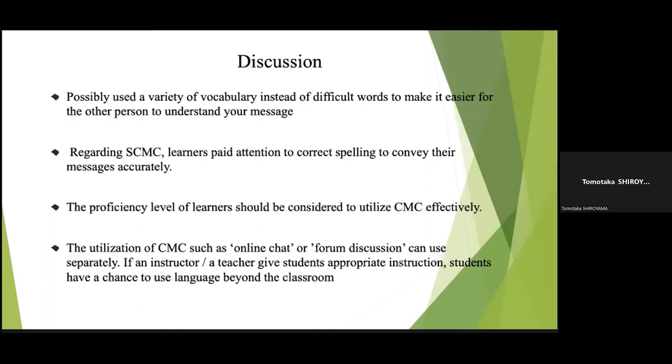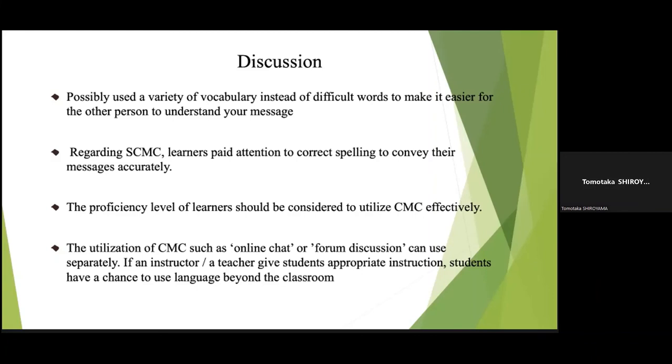The discussion. The discussion is about the possibility of using a variety of vocabulary, so instead of a difficult word, for example, using a phrasal verb, or maybe a longer sentence. So there is a lot more lexical diversity in synchronous computer-mediated communication. Also, in synchronous computer-mediated communication, learners pay attention and correct the spelling, because they want to convey their message accurately. So synchronous computer-mediated communication is more accurate.